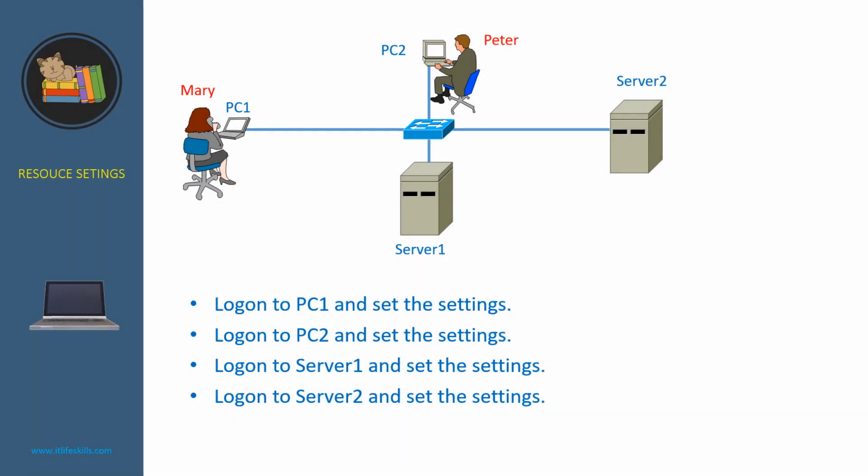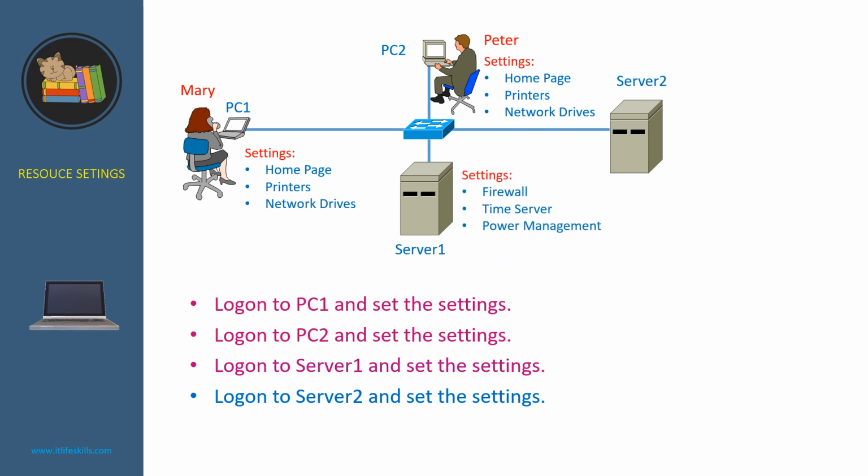Next, we need to perform some settings on PC1, PC2, server 1, and server 2. To perform the settings on the devices in this workgroup environment, we need to log on to PC1 and set the settings, then log on to PC2 and set the settings, and log on to server 1 and set the settings. Finally, we need to log on to server 2 and set the settings.